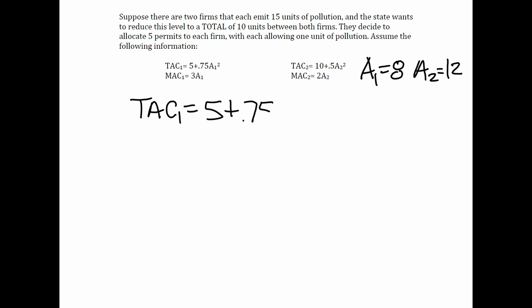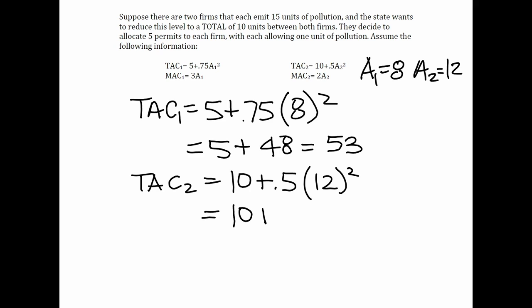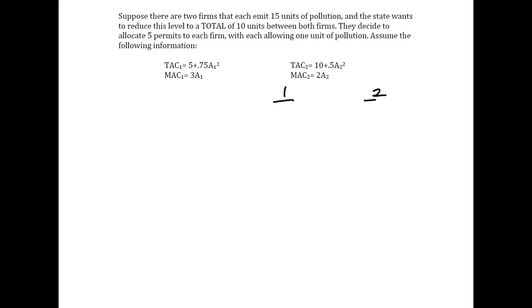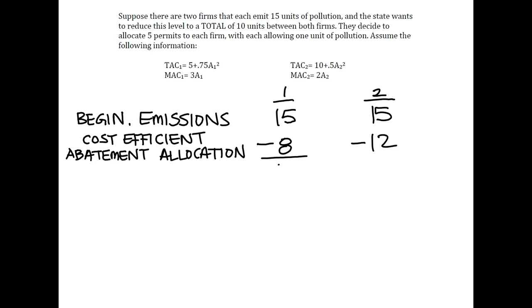With these cost-efficient numbers, let's recalculate the cost of abatement for each firm. Using these numbers, we find that at the cost-efficient solution, it will cost Firm 1 $53 to abate 8 units, and it will cost Firm 2 $82 to abate 12 units. Now, with all this information, we can figure out how many permits will be sold and at what price. Firm 1 and Firm 2 each begin with 15 units of pollution, and at the cost-efficient solution, they will abate 8 and 12 units respectively.